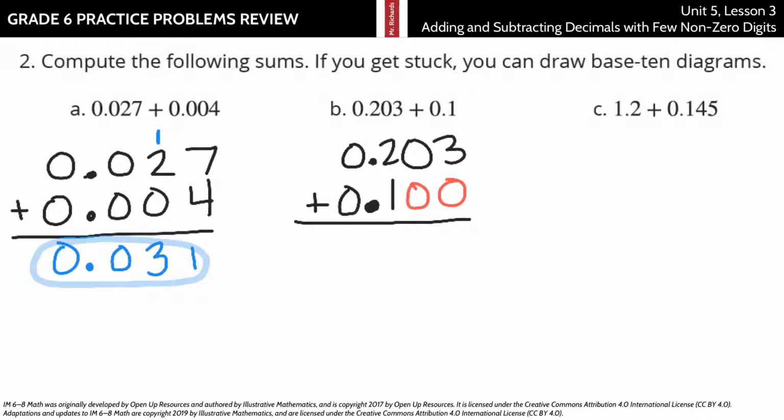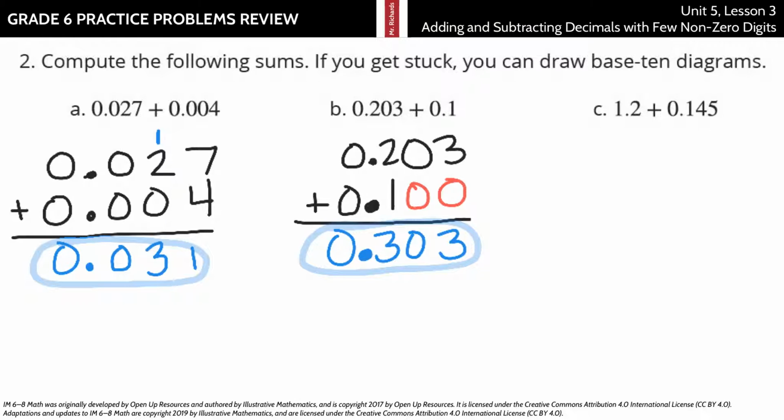And then add, starting with the right, going left. 3 plus 0 is 3 in our thousandths spot. 0 plus 0 is 0 in our hundredths spot. And 2 plus 1 in our tenths spot results in 3 in our tenths spot. Decimal point comes down. And our 0 in our ones spot. So we have 303 thousandths as our solution.